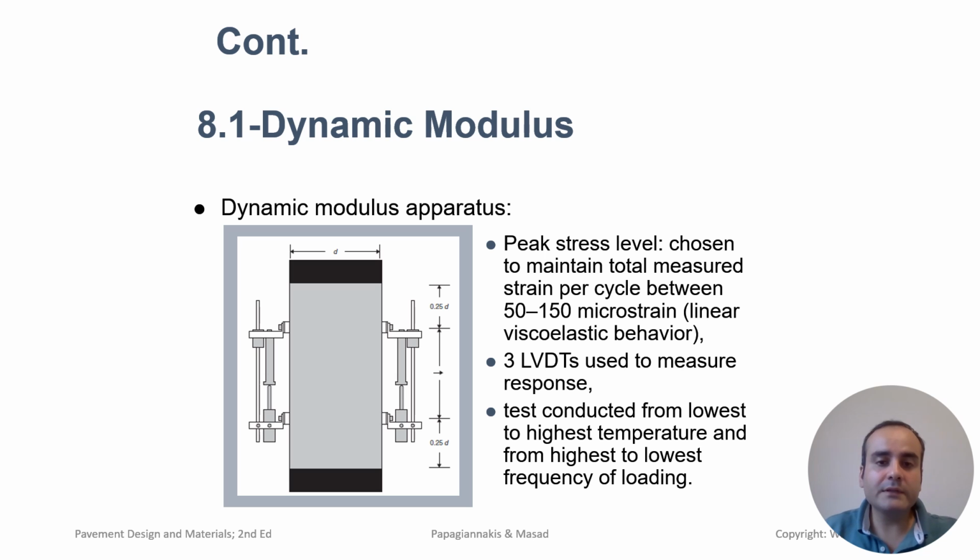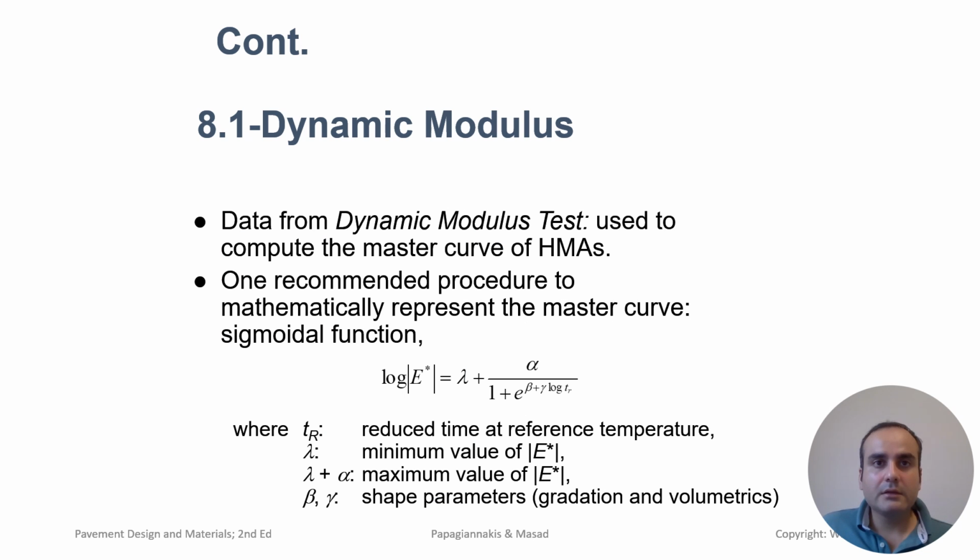There are three LVDTs to measure the response, and this apparatus applies the load on the specimen to observe the response. Data from the dynamic modulus test can be used to compute the master curve of hot mix asphalts. One recommended procedure to mathematically represent the master curve is using a sigmoidal function, as shown in this slide.